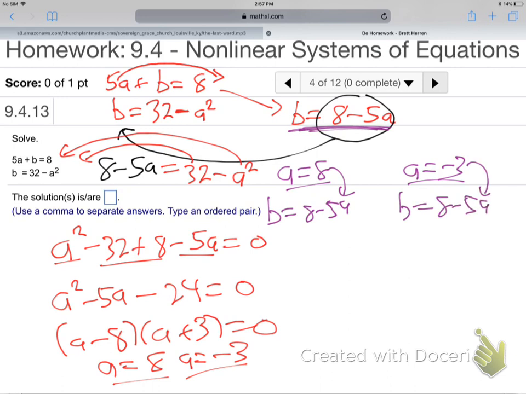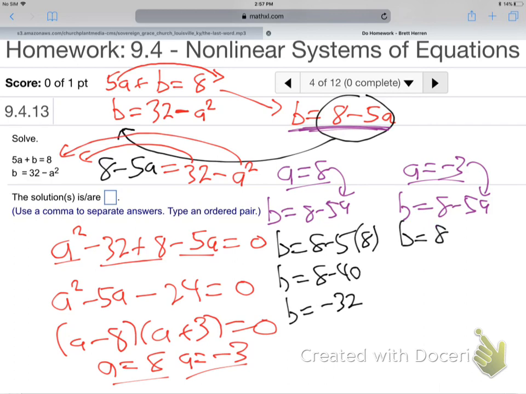And so then what do you get? You get B is 8 minus 5 times 8, and A is 8. 8 minus 40 is minus 32. Then 8 minus 5 times negative 3 is 8 plus 15, 23. So there we go.